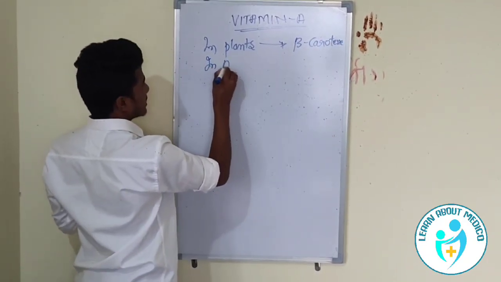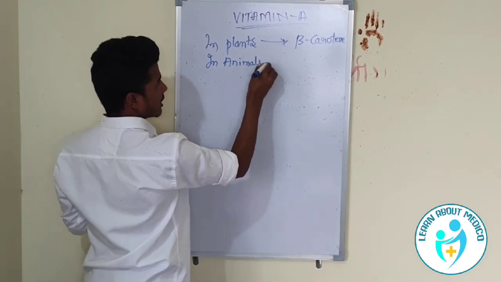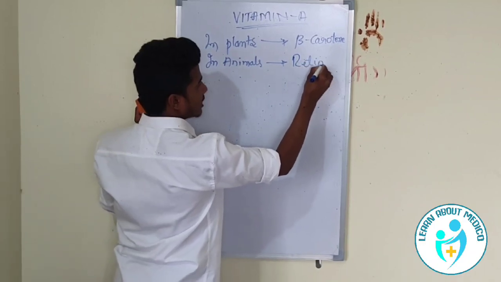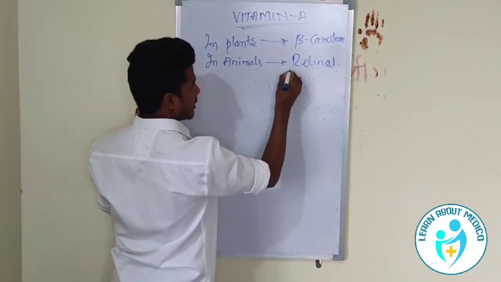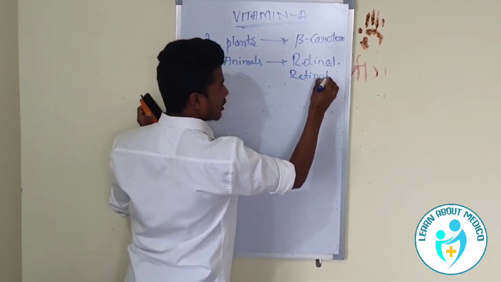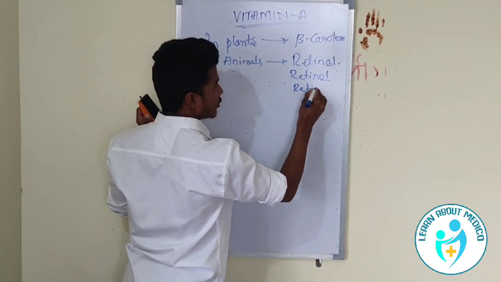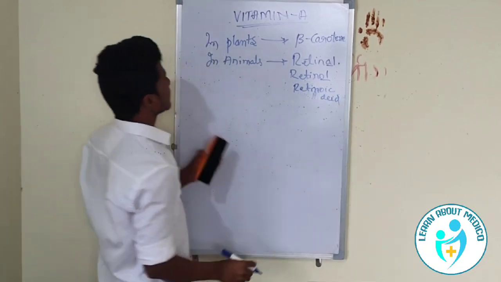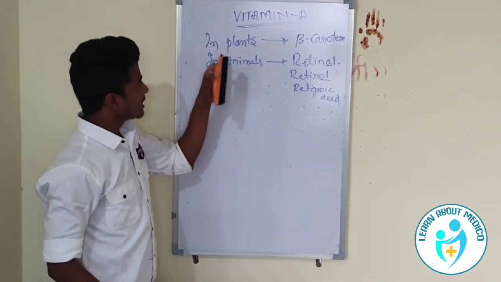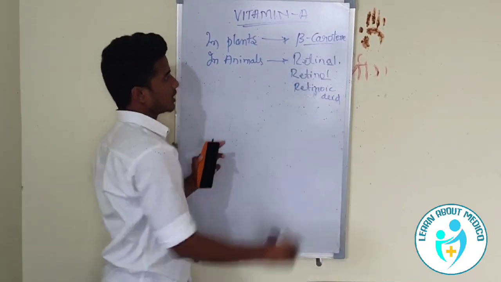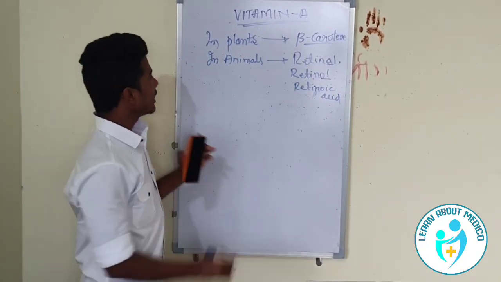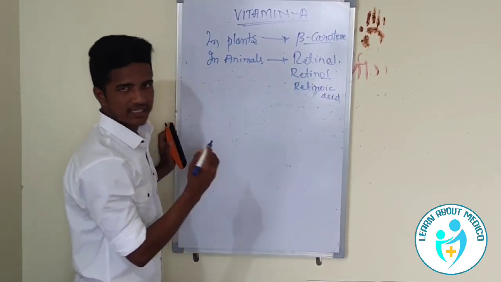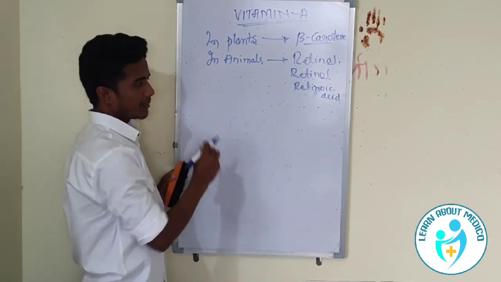And in animals, vitamin A is in the form of retinol and retinoic acid. Vitamin A is present in plants in the form of beta carotene, and in animals in the form of retinol and retinoic acid. This is all about the introduction to vitamin A.